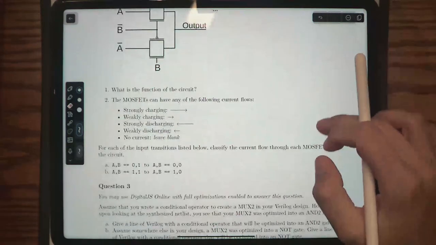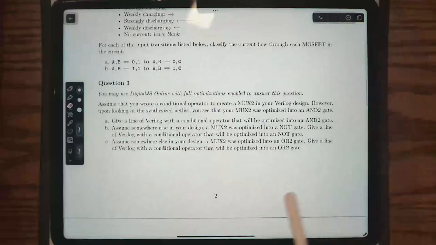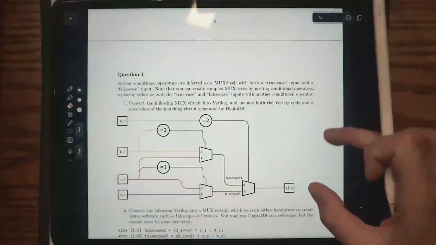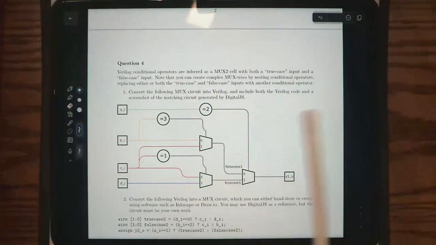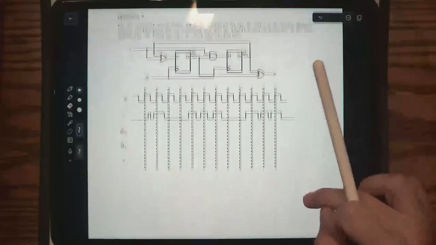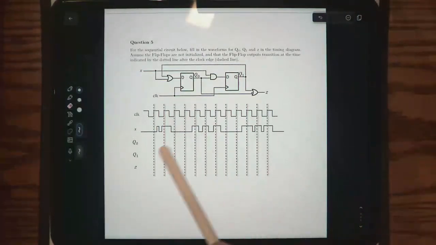Then there's this question, building gates from muxes. And then this one is building a mux tree using Verilog. And then the last two questions are drawing flip-flop waveforms.